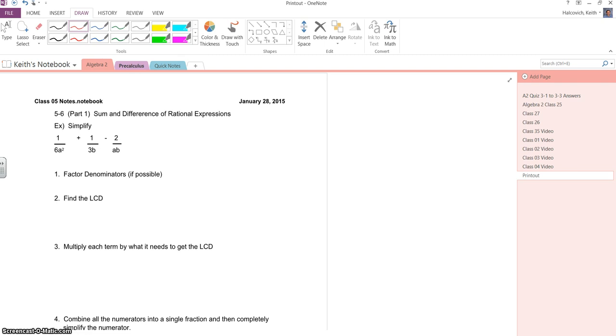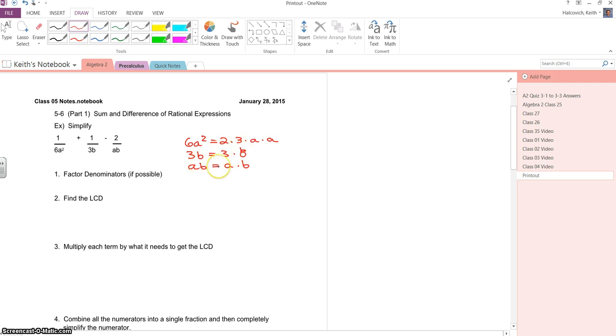First thing we want to do when we're adding or subtracting rational expressions is factor the denominators if possible. In this case, 6a squared, 3b, and ab are not factorable, but if you want to, you could say 6a squared is equal to 2 times 3 times a times a, and 3b is 3 times b, and ab is equal to a times b.